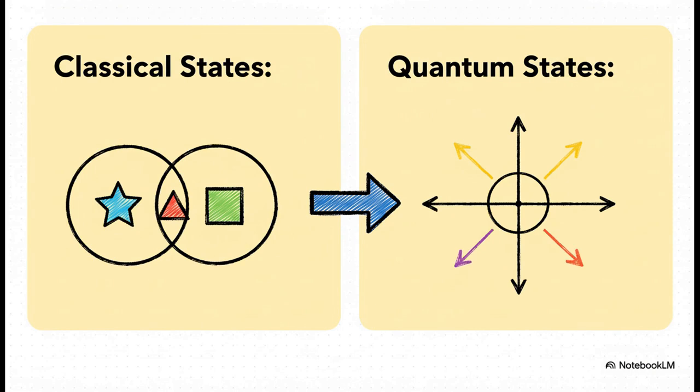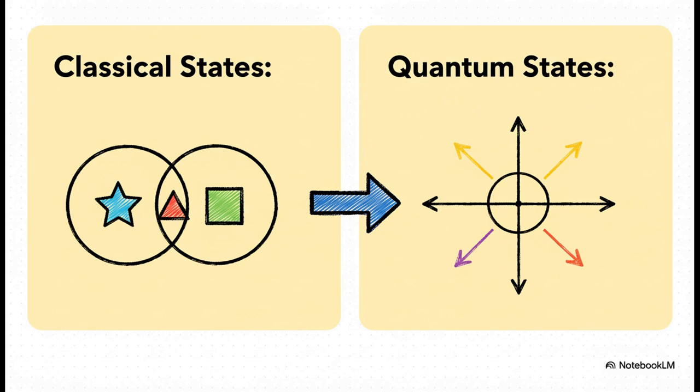So in our normal, everyday, classical world, states are just a set. It's basically a simple list. On, off, heads, tails. But in the quantum world, it's not a list, it's a vector space. And the biggest shift you have to make in your head is moving from thinking about a list of things to a space of directions.